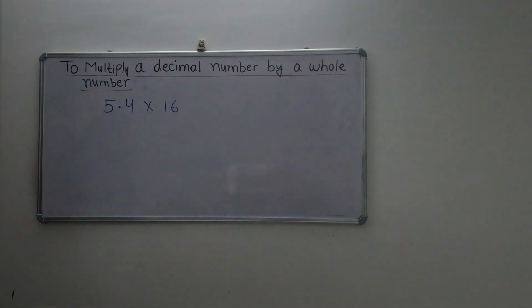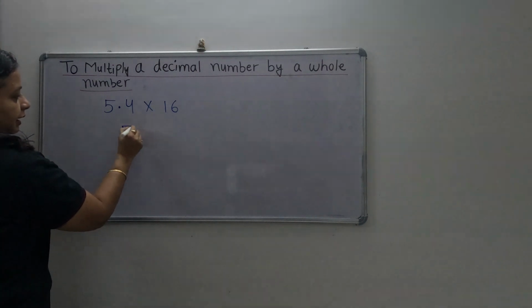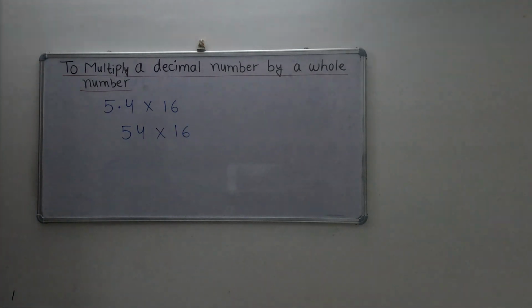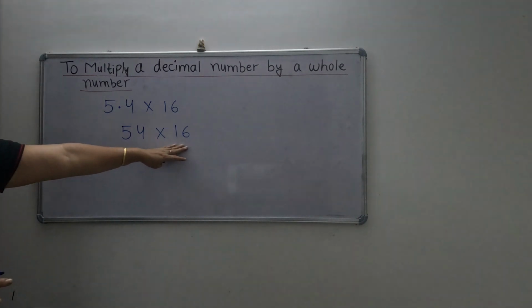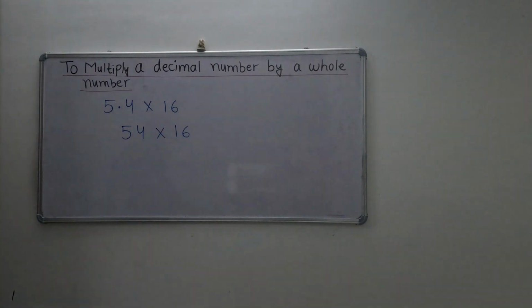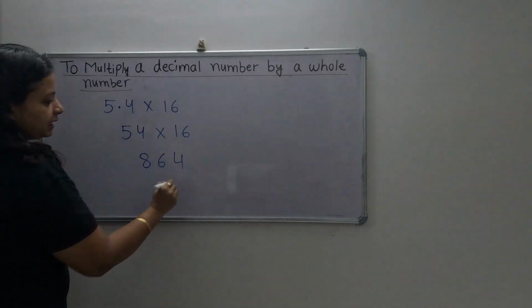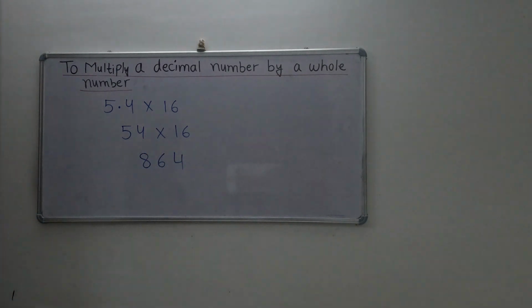So ignore the decimal points and multiply the numbers. First of all, ignore the decimal point. Then once you multiply 54 times 16, you will get the answer. What is the answer? 54 times 16 is what? 864, right? So the product is 864.